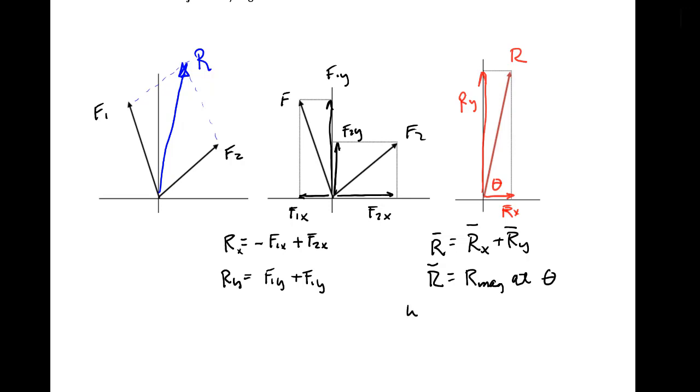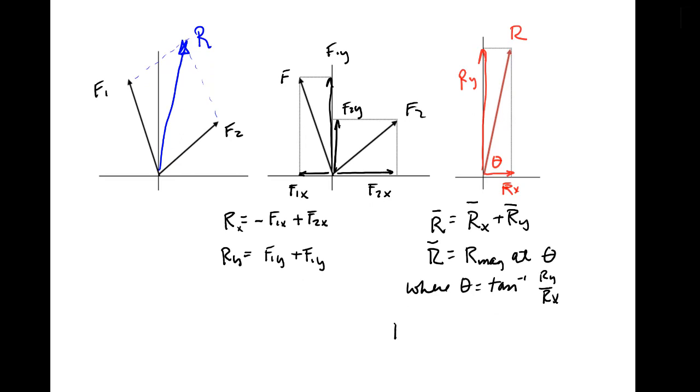and where theta is equal to the inverse tan of Ry over Rx. And then the magnitude is determined by the square root of the sum of the squares. Anyway, when we put all that together, we can find out everything we need. We're looking for the angle and we're looking for the magnitude, we have to find the resultant components, or the resultants of the components, and then add them together in a vector sum.